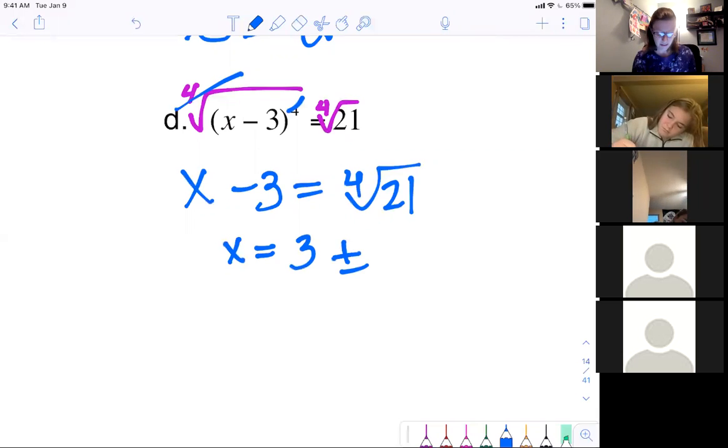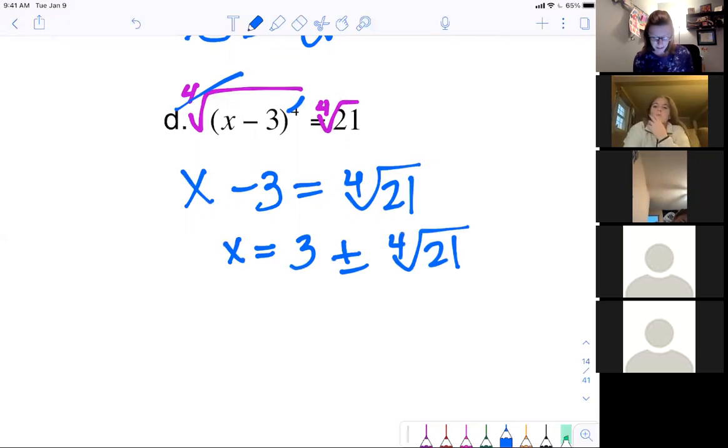Awesome job. And look what she remembered. She said plus or minus. Brooke, why did you say plus or minus? Well, it was like when we would do the square root of like x squared or something. I don't know. We would just always write plus or minus. I don't know how to explain it.